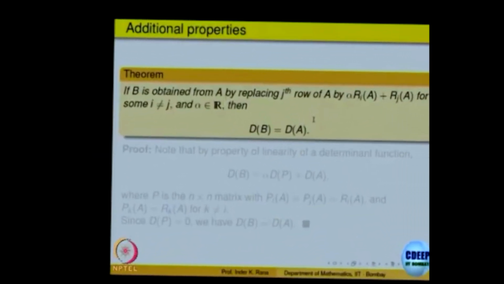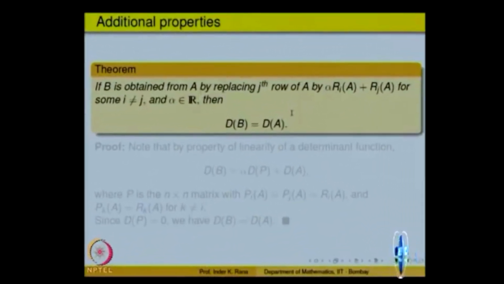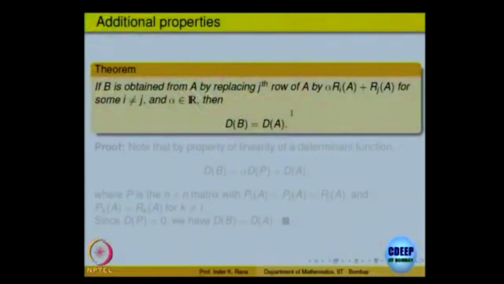If B is obtained from A by replacing the jth row by alpha Ri plus Rj, slowly I am heading towards the elementary row operations. Remember, one of the elementary row operations was multiplying by a non-zero scalar. That we already took care of by the defining property: alpha comes out, right? And if you take the ith row, multiply by alpha and add to the jth one, then what happens to the determinant? I am trying to look for that. It says the determinant does not change. Determinant remains the same. Why?